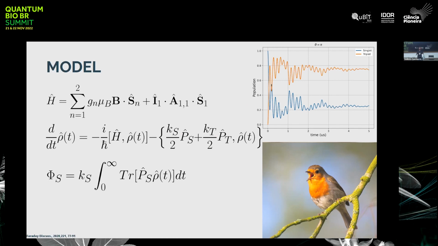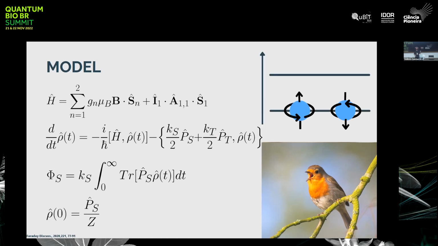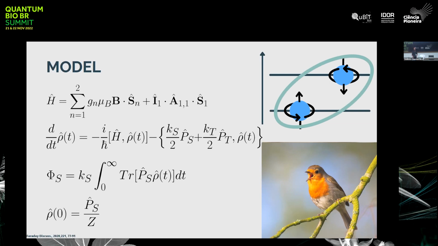That's what this models. And the initial state of the reaction is the singlet state, because the electrons start in the same energy level. And by the Pauli exclusion principle, they need to have opposite spin states. That means that they are in the singlet state when one of them gets excited. That means that they are now correlated.